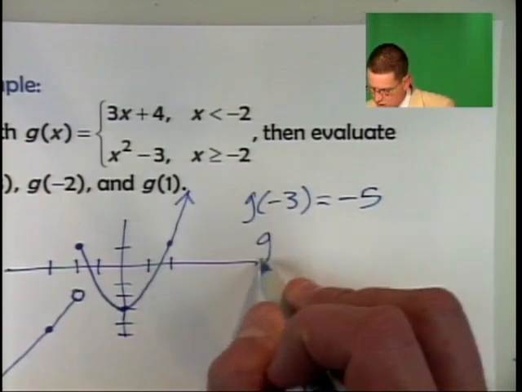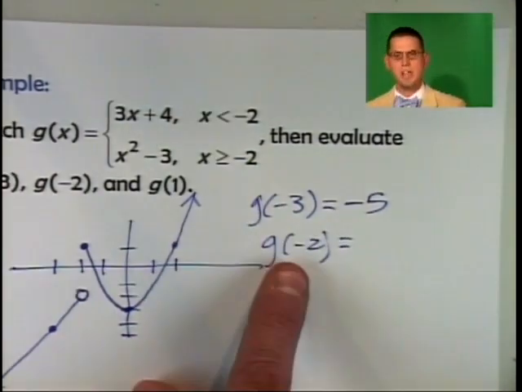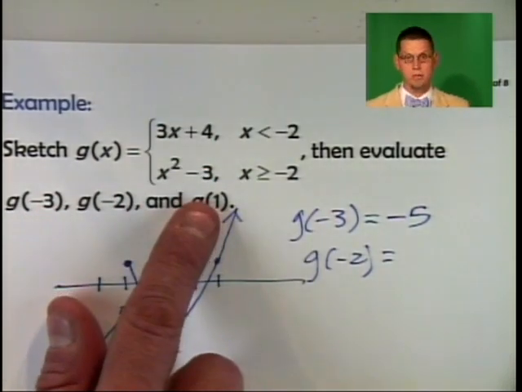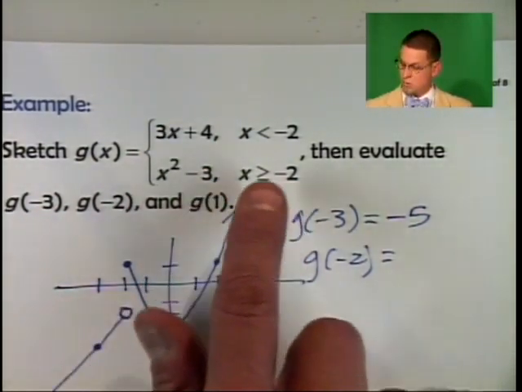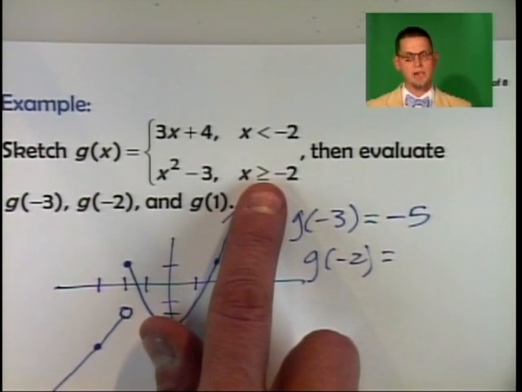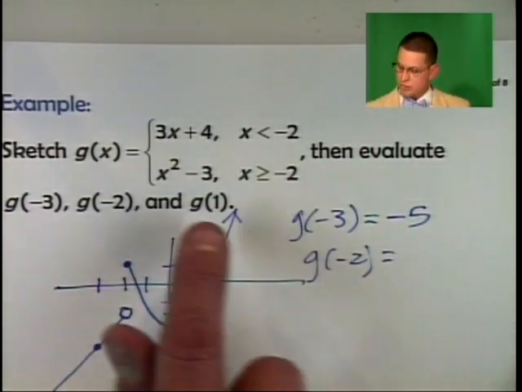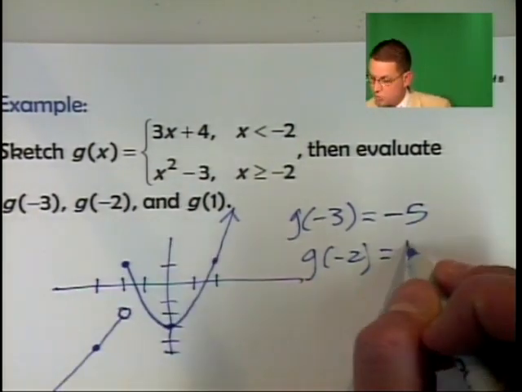What about g of negative 2? Now g of negative 2, that's the point of exchange. Do I plug it into both? Or which one? Neither? Well, that's where the equal sign comes in. It says when x is greater than or equal to negative 2, use the bottom piece. So negative 2 squared is 4 minus 3 is 1.